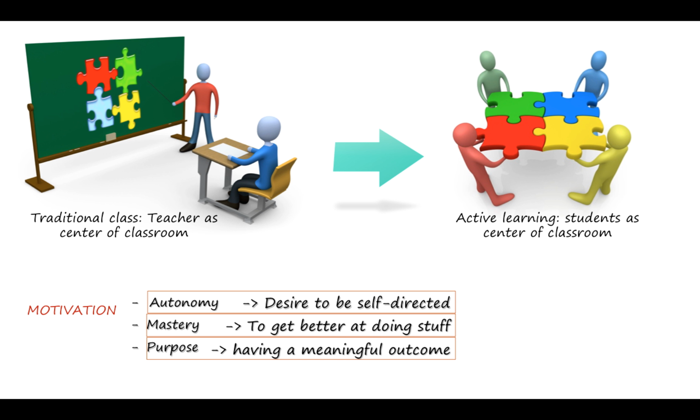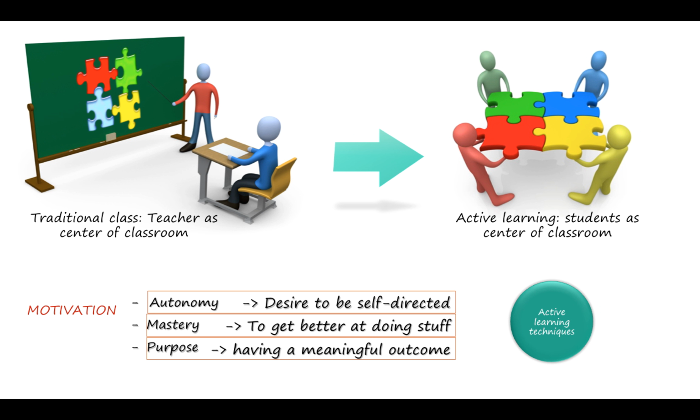For example, mastery means that people use a lot of time learning to play a new instrument like the guitar. They put a lot of effort in just to increase the self-satisfaction of doing things better. And purpose is also very important, especially for students, to connect it to the future job.